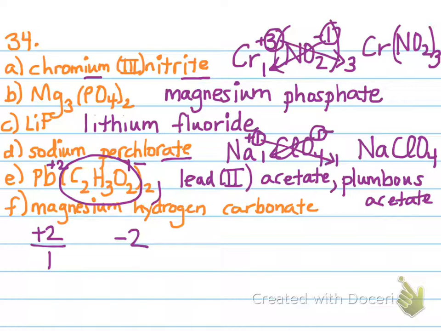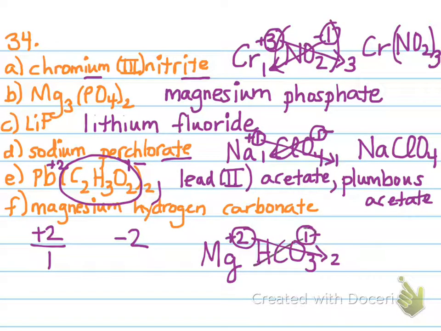Lastly, I need to write the formula for magnesium hydrogen carbonate. Again, I know this is an ionic compound because I have a polyatomic ion you're supposed to have memorized in it. So my symbol is Mg. Magnesium's charge is +2. It's in group 2A. Hydrogen carbonate is HCO3 with a charge of -1. I crisscross down. Notice I am going to need parentheses this time because I need more than 1 hydrogen carbonate. So it's Mg, HCO3 in parentheses, outside my parentheses, a 2.